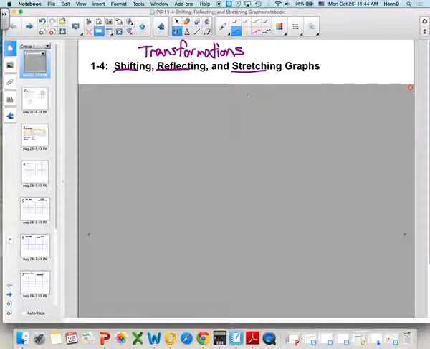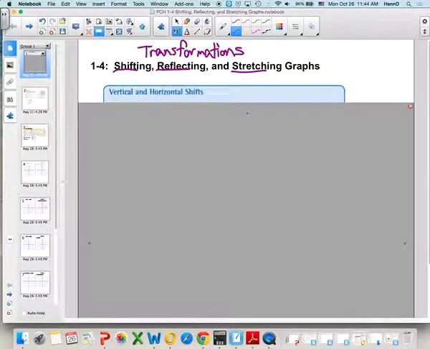Can we rotate? Yeah, that takes a little different. So we have three main transformations. The first one we want to look at is shifting. We can shift it either vertically or horizontally, and another name for this is what's known as translation.